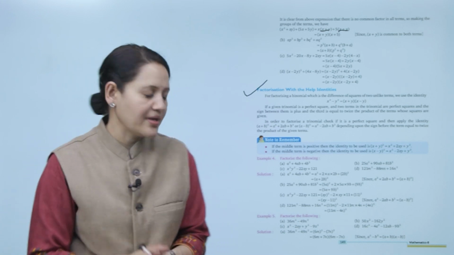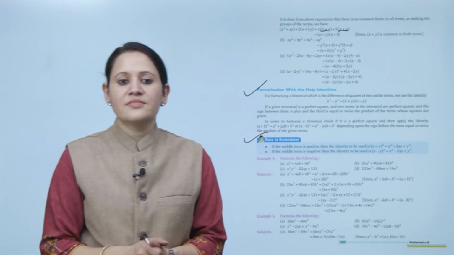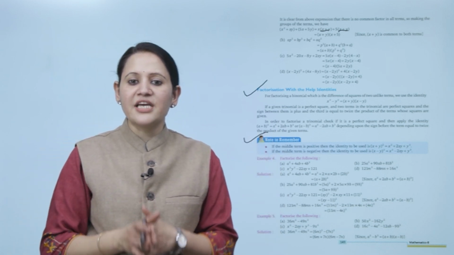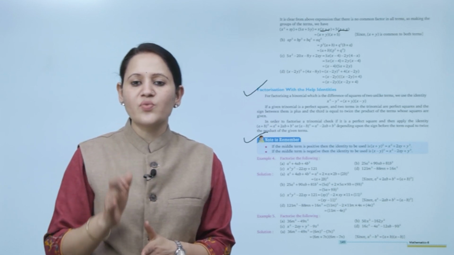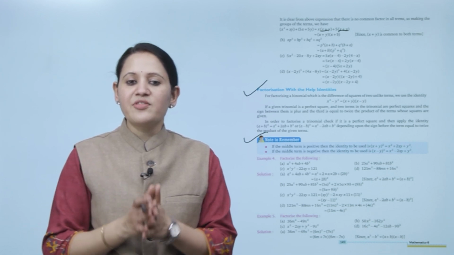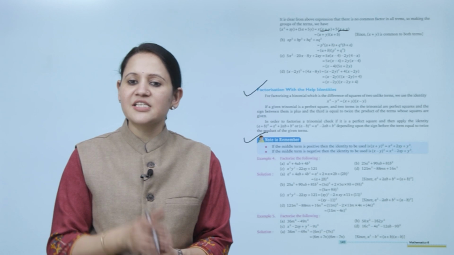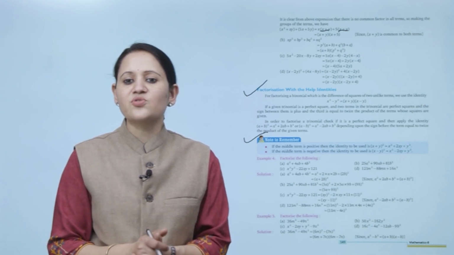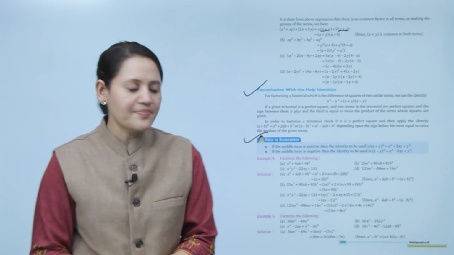Next is note to remember. If the middle term is positive, then the identity to be used is x plus y whole square equals x square plus 2xy plus y square. If the middle term is negative, then the identity to be used is x minus y whole square equals x square minus 2xy plus y square. Now we will take an example.